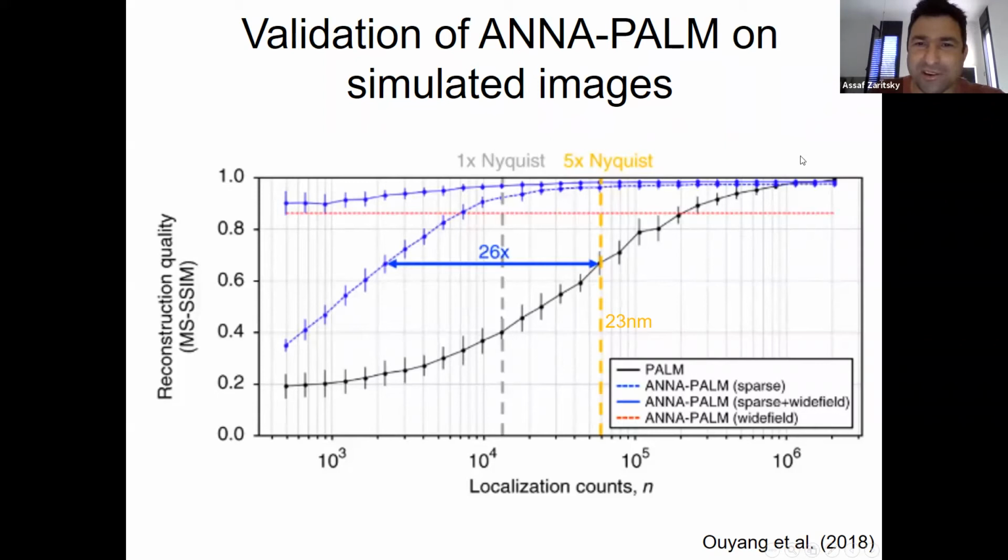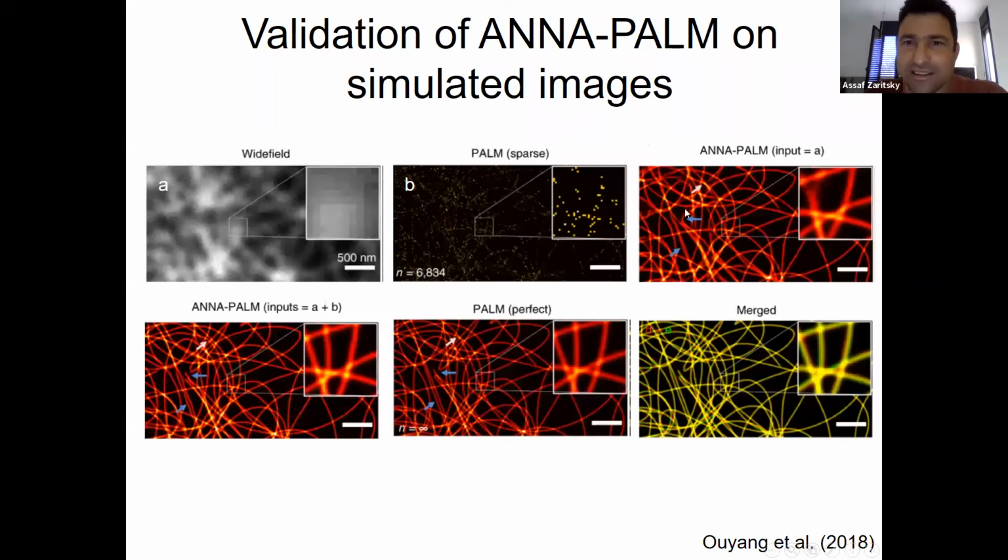When you look at the blue plots, the dashed blue and the complete blue, you can see Anapalm with the sparse imaging and Anapalm with the sparse plus wide field. First, the wide field is the dashed red line. I think the red one is the Anapalm with the wide field. It doesn't depend on the number of snapshots you take from the diffraction limited spot, of course, since the wide field is just an image. Basically you get most of the accuracy from the wide field, as we saw visually before.